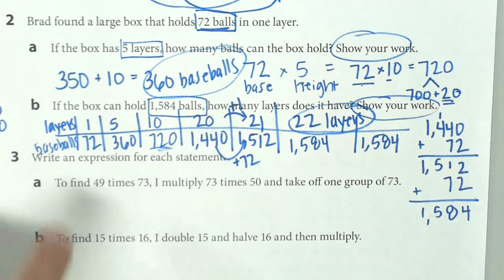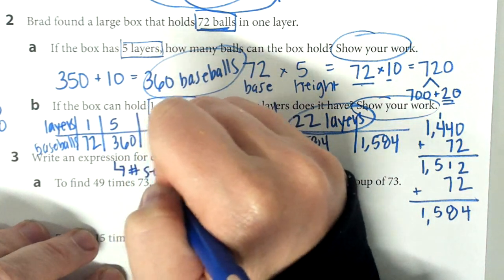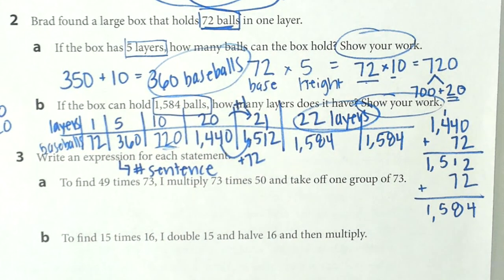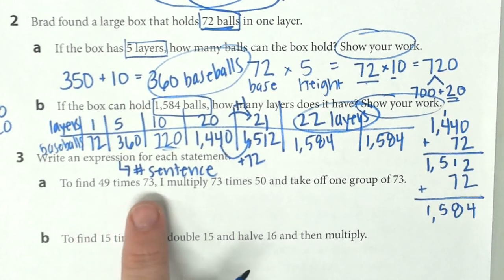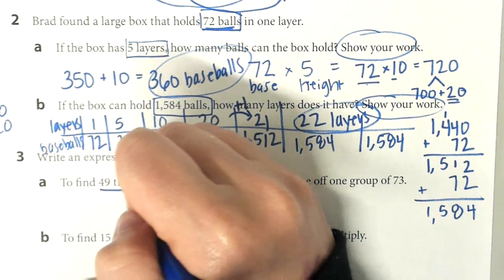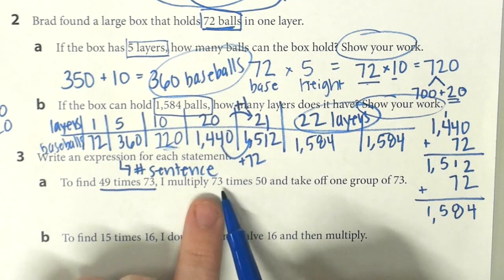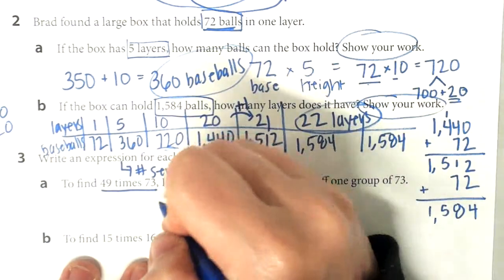All right. Number 3 says, write an expression for each statement. Expression is just a number sentence. We don't even have to solve. Perfect. So this is a student's thinking. To solve 49 times 73, this is the problem they're trying to solve, I multiply 73 times 50. So let's show that thinking.